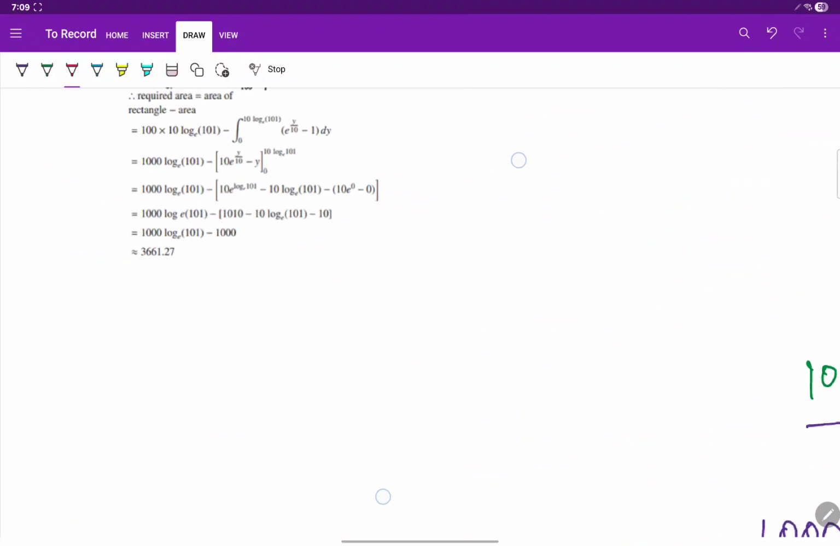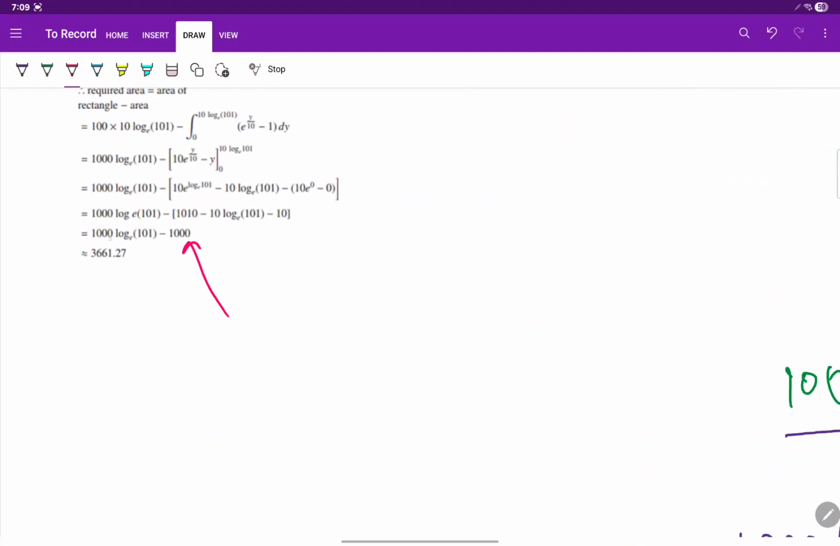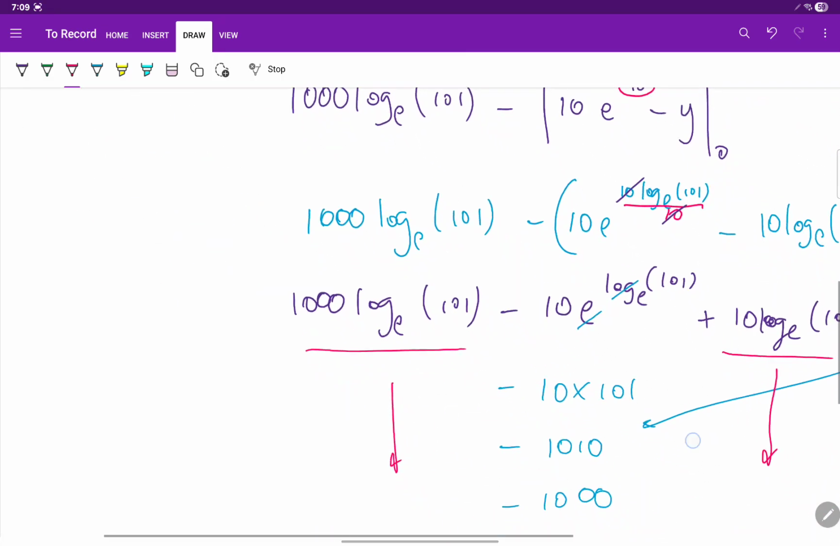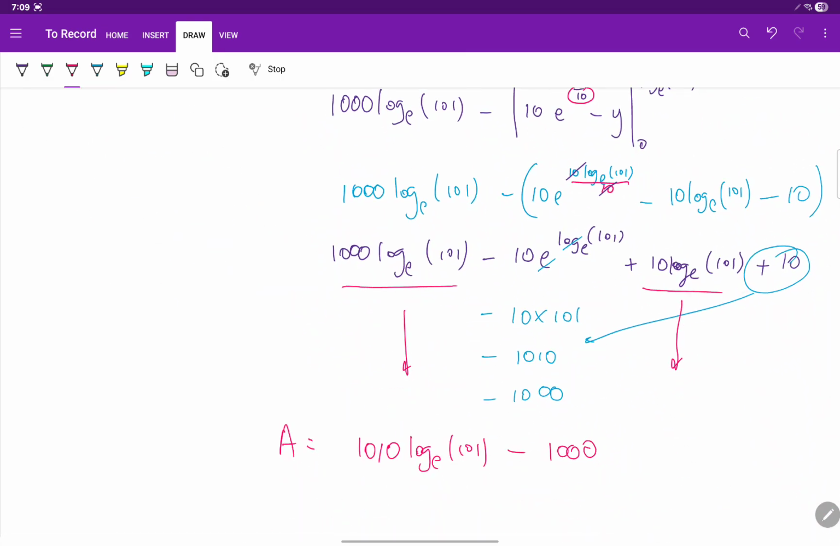Now, I do recognize that the question here does have something slightly different with the 1000. However, I'm pretty confident that it should be 1010 on the front.